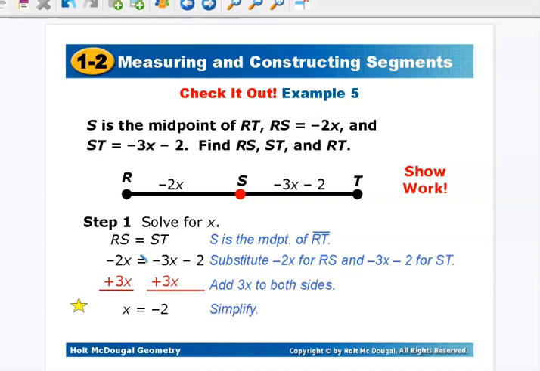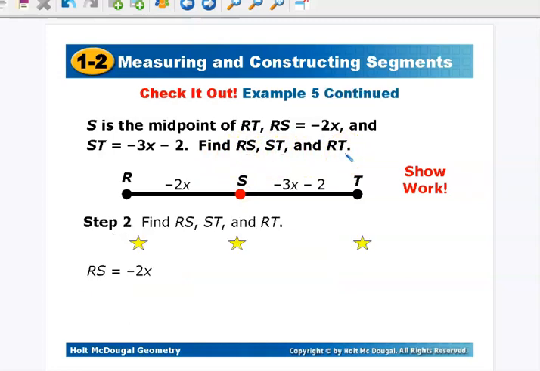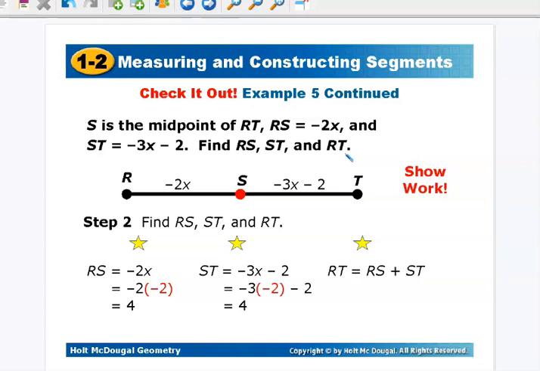We end up with x equal to -2. We are not finished though. We still need to find all of these lengths. So let's go through and do that, substituting x for those values. For RS, we'll end up with 4. ST, we also end up with 4. Imagine that. The total length from R to T should be 8.